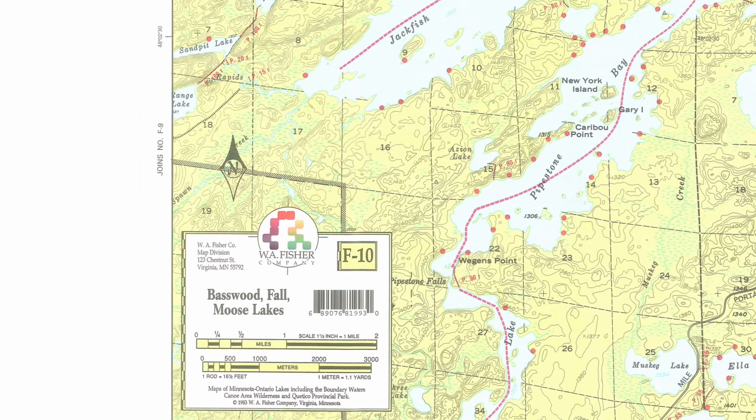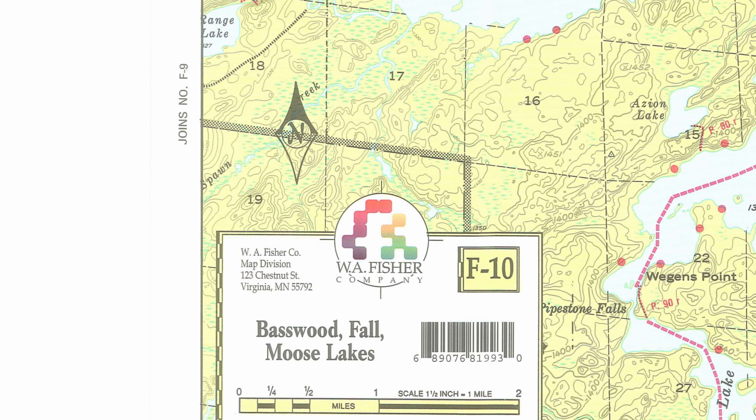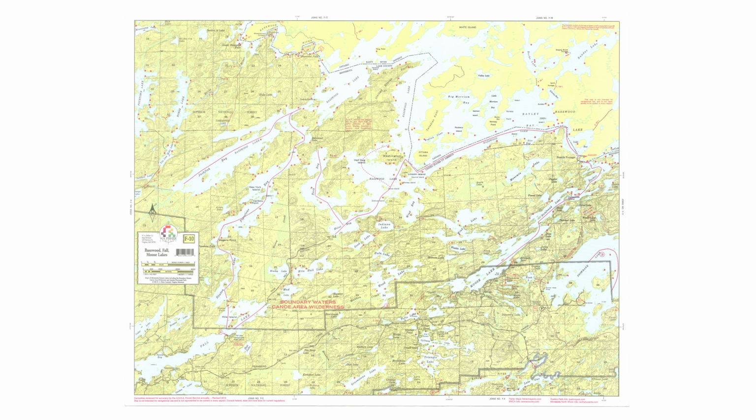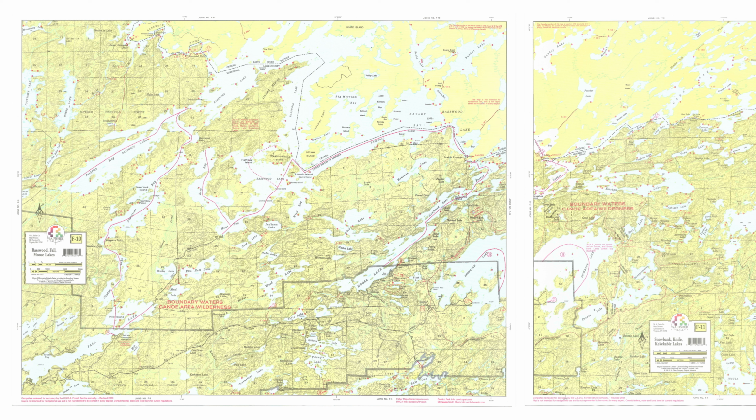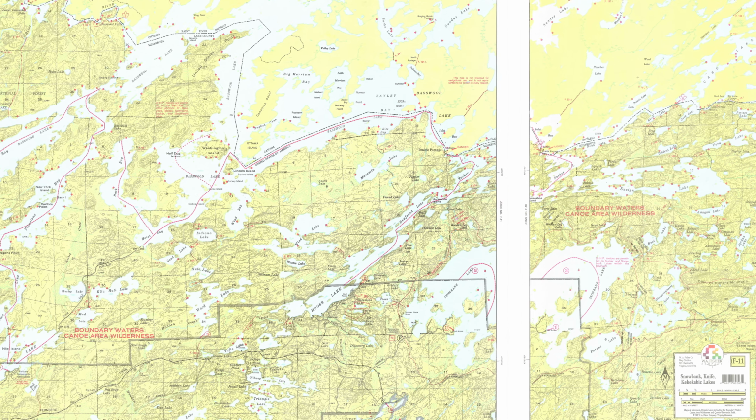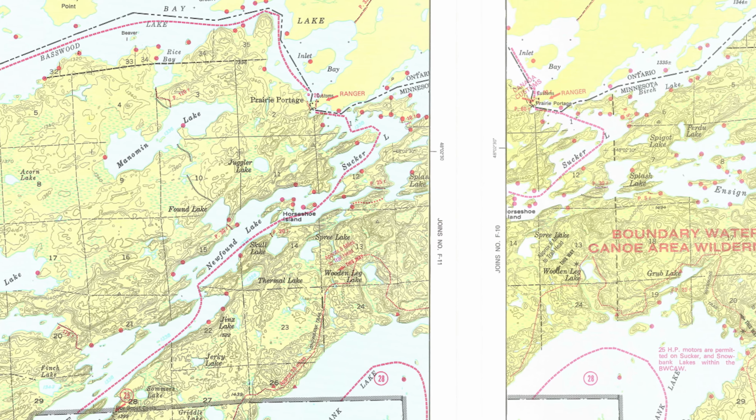First, the map has a name and a number, which is found here. This map is the Basswood Fall and Moose Lake map, and it's numbered F10. The name and number are used to not only identify and name the map, but also to align this map with an adjacent map. Before we move on, let me show you how to identify the map to the east of this map. If you look at the eastern border of this map, there will be the map name and number listed for the map just to the east of this one.